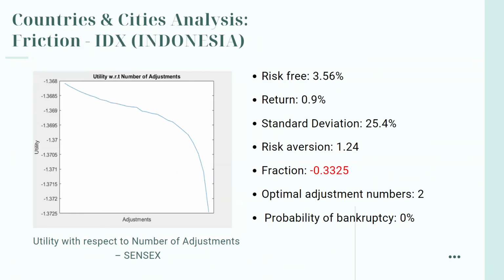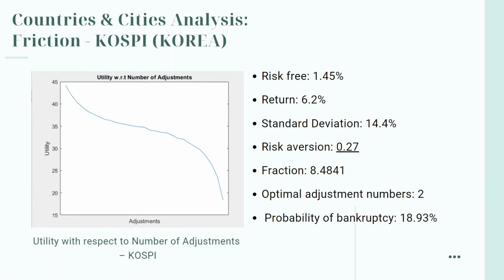These are some examples of how different macro factors could affect the performance. As we can see from this example, the performance of IDX is really bad from the historical data, thus the optimal adjustment fraction is negative, indicating we would need to short sell. Meanwhile, for KOSPI, since the risk aversion of Korean people is really low, the adjustment fraction is pretty high.